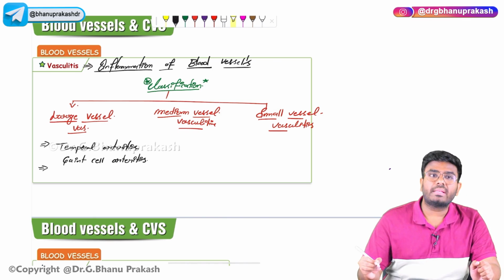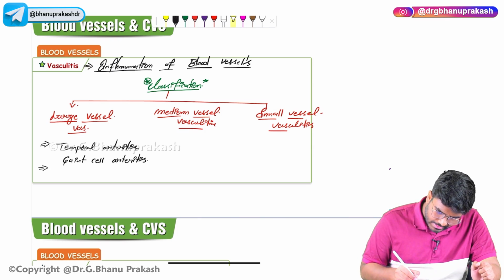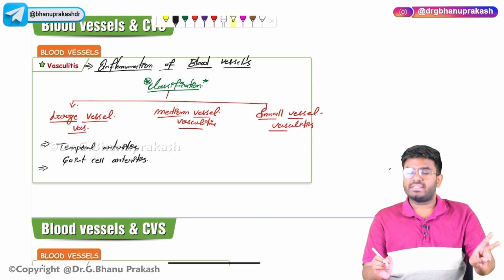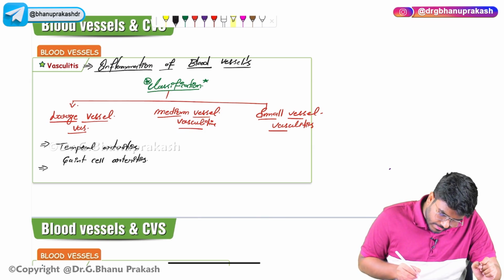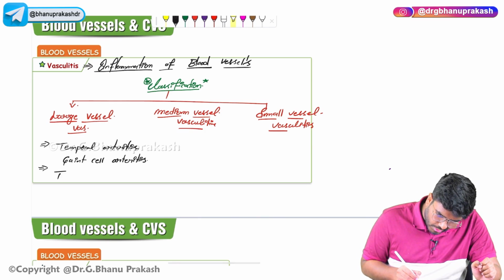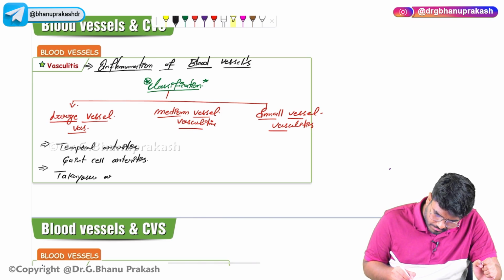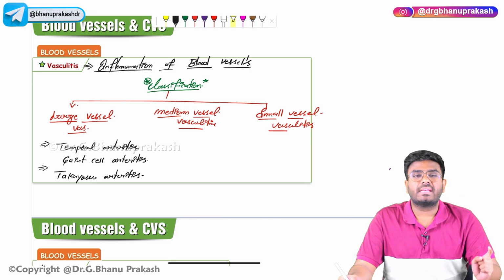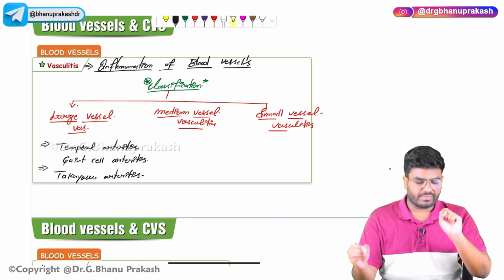Okay, so temporal arteritis is also called giant cell arteritis. They are one and the same. They are not two separate things. And the second T which I want you to know is called Takayasu arteritis. So temporal arteritis and Takayasu arteritis come under the large vessel vasculitis.